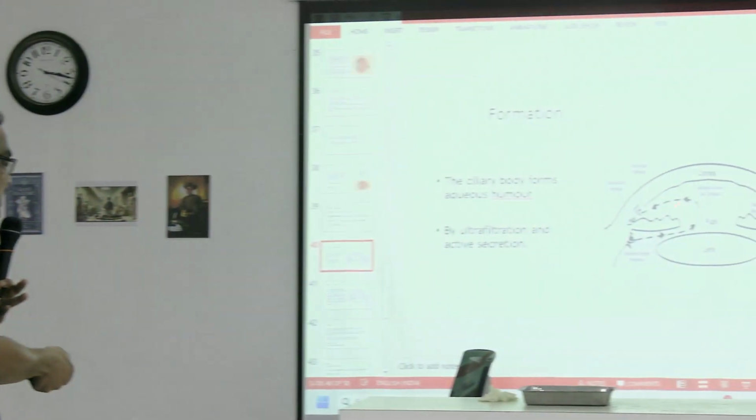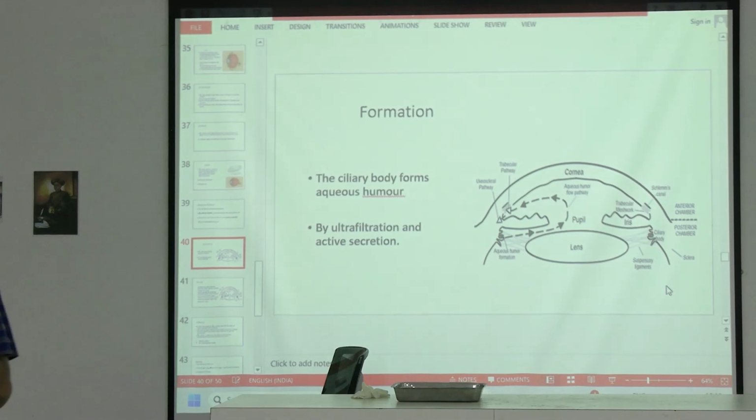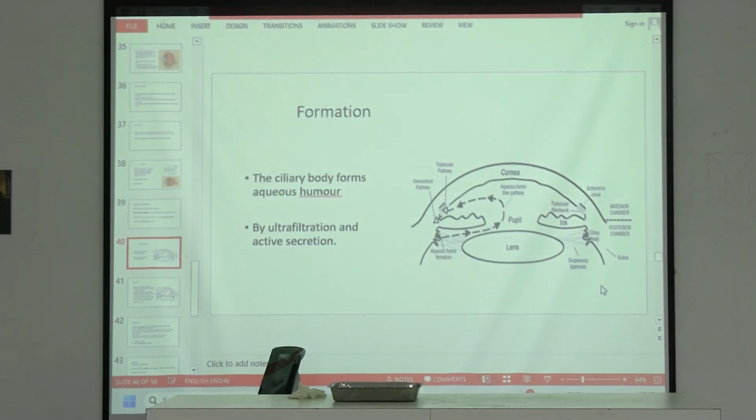So when this angle is short, there will be obstruction of the flow. So that is called narrow angle glaucoma. Whereas there is another glaucoma which is called wide angle glaucoma. The angle remains open, but the patency of the trabecular meshwork is lost. There are spaces of Fontana. So when it is lost, it is called wide angle glaucoma.